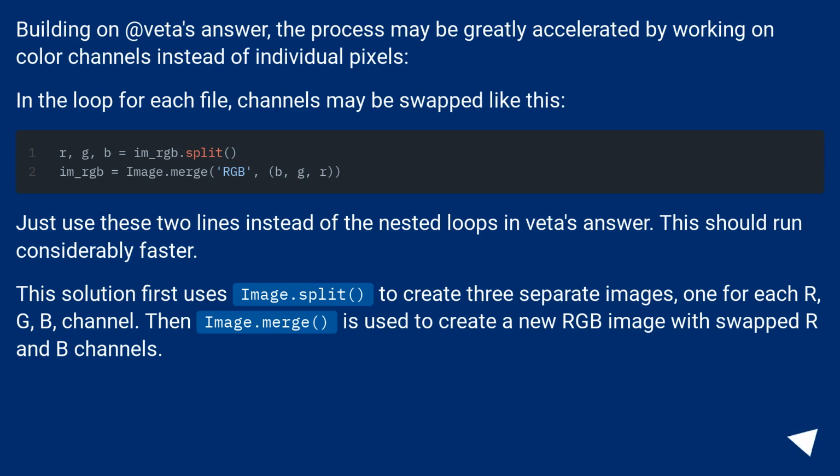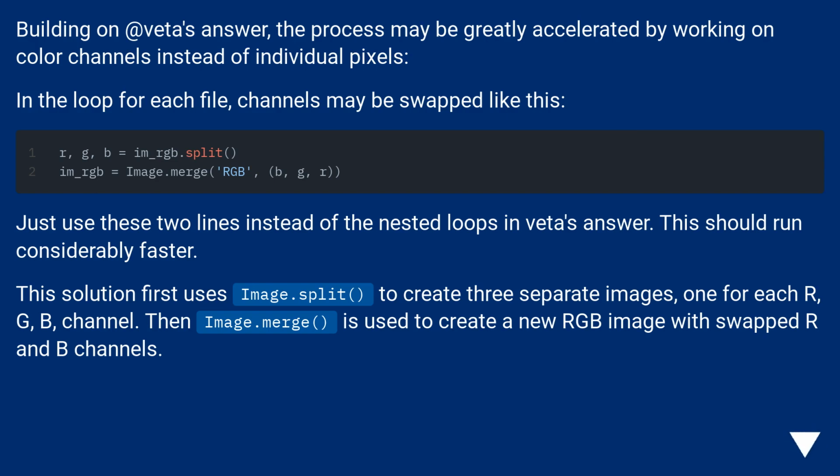Building on Advaita's answer, the process may be greatly accelerated by working on color channels instead of individual pixels. In the loop for each file, channels may be swapped like this. Just use these two lines instead of the nested loops in Advaita's answer. This should run considerably faster.